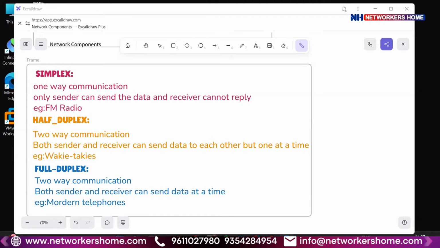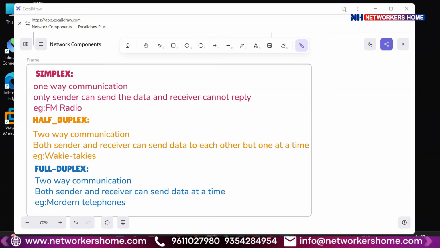If you can't reply at the same time as me, then what is the use of that? They still use it in walkie-talkies because of secure communication. They have one channel, and in that channel everybody will be communicating. You cannot communicate to a particular person. They use it for more security. But when you come to the networking domain, everything is full duplex.